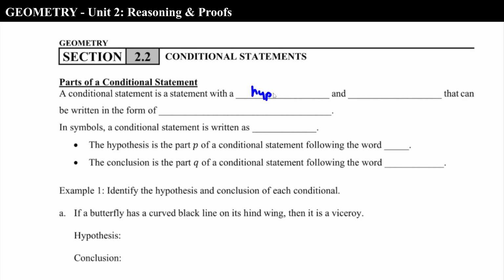They have a hypothesis and a conclusion. And they can be written in the form of if blank, then blank. So, if hypothesis, then conclusion. This is written symbolically as if P, then Q, with a P arrow Q. The hypothesis is the part P of a conditional following the word if. The conclusion follows the word then.